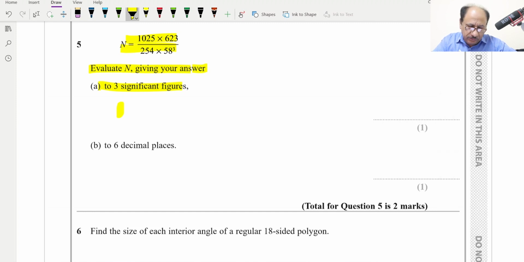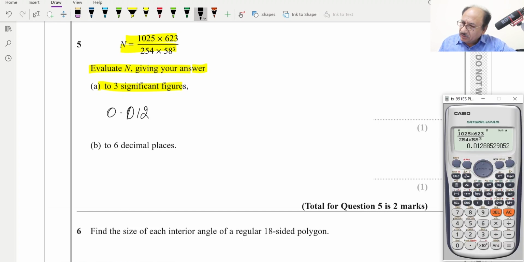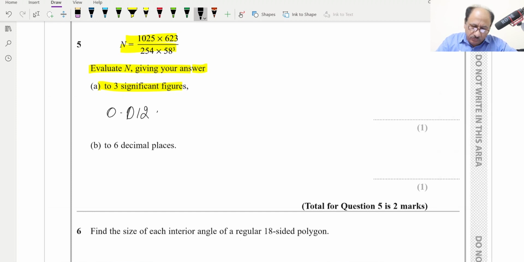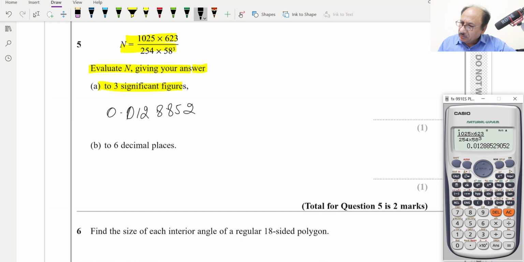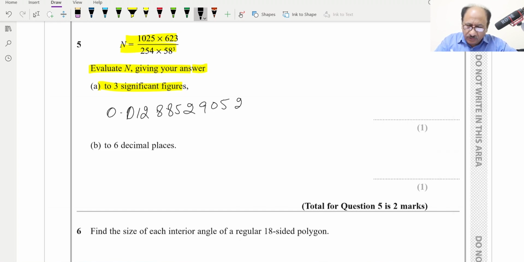We can write the calculator numbers. 0. Let me change the color. 0.012, and next numbers are 8852, and 9052, and 3 significant figures.